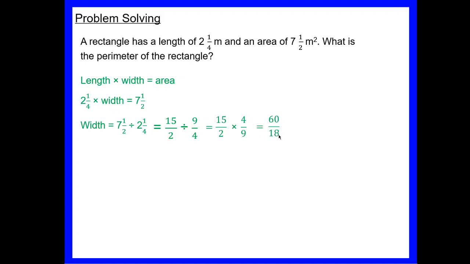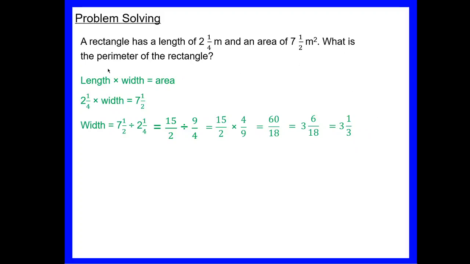And now we can either simplify first or change to a mixed number first. So 18 goes into 60 three whole times with 6 over 18 remaining. And we can simplify our 6 and our 18 by dividing those by 6, which gives us 3 1/3. So we now know the width of the rectangle is 3 1/3.